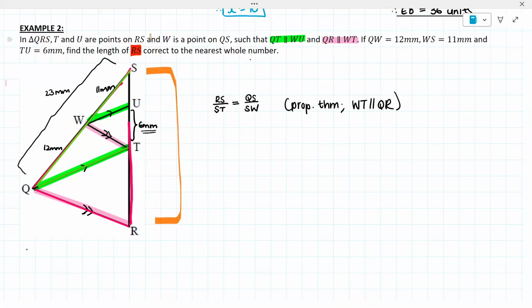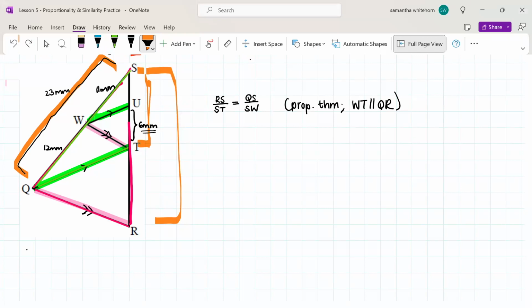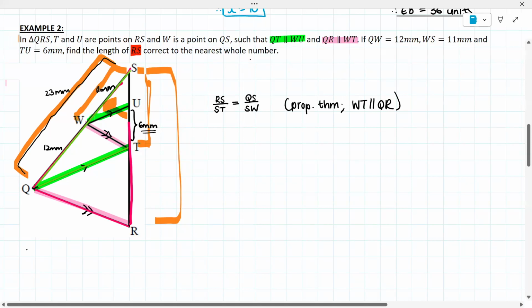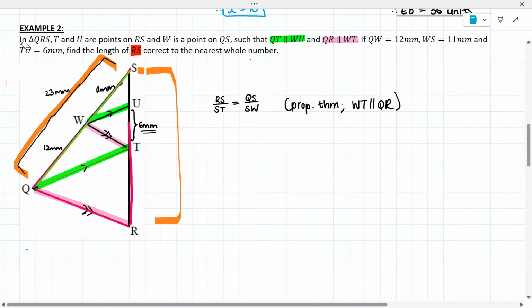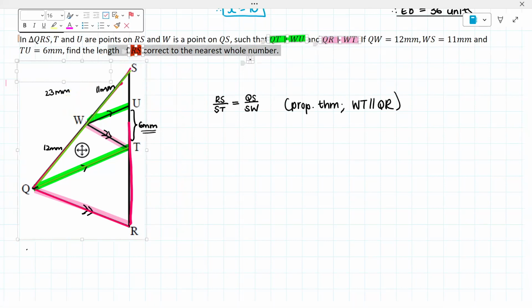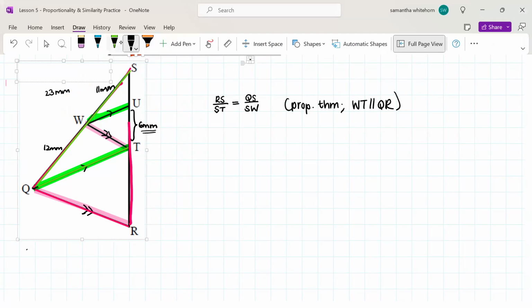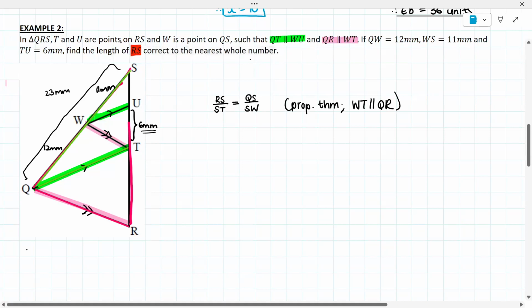ST, so they're in orange, matches up with SQ. ST, now remember we're in the pink triangle, matches up. If you now go straight across from ST, it matches up with SW. So you remember we have to match up the corresponding sides, otherwise we're going to get absolute nonsense. So that's how I got that ratio. RS over ST is equal to QS over SW.